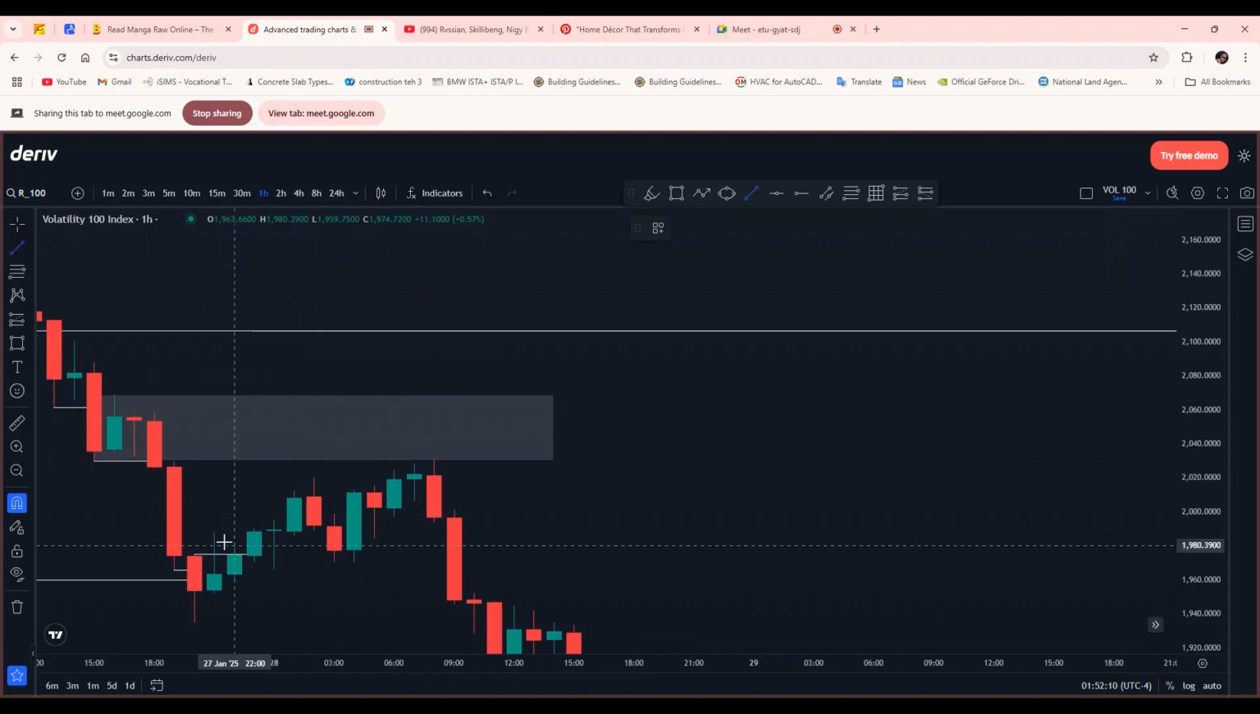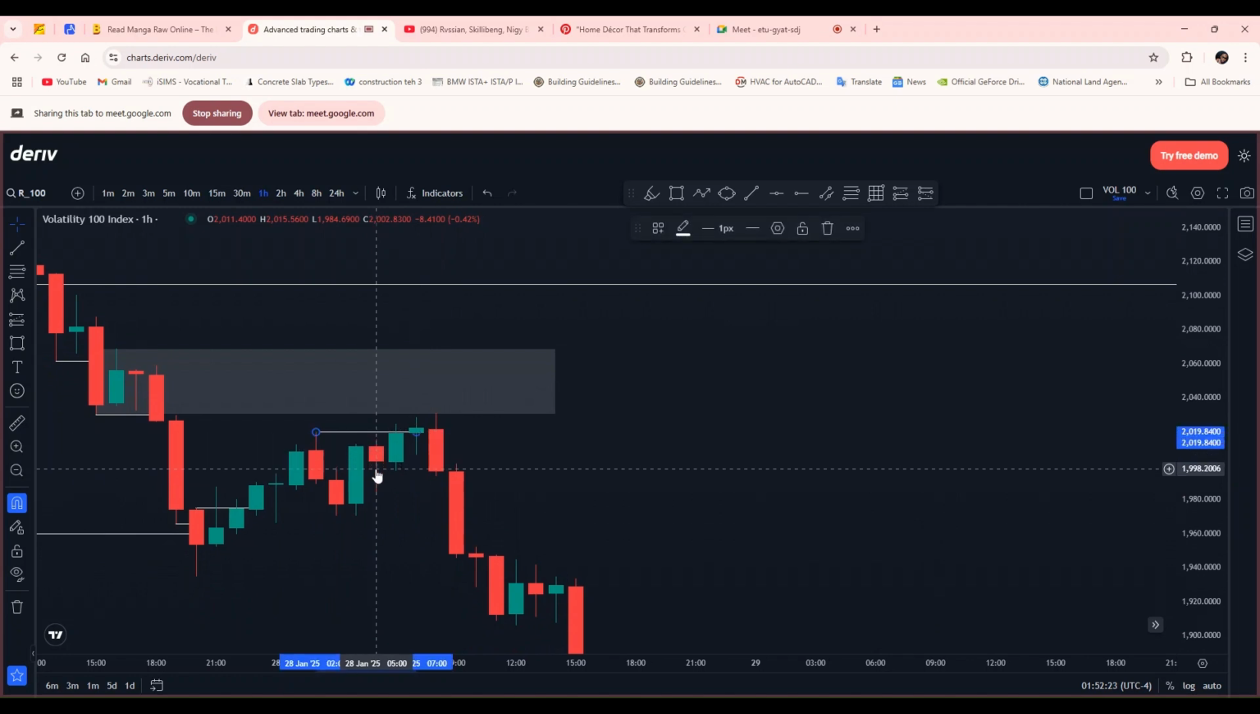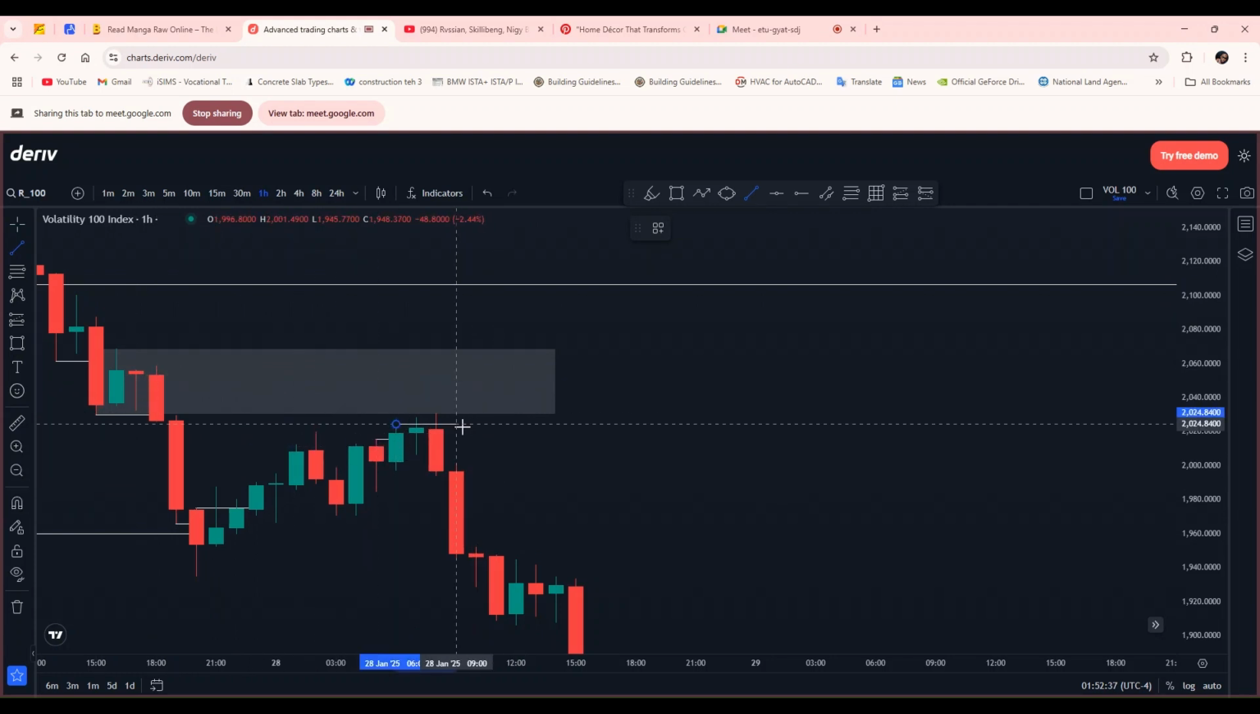Now we got the market structure shift. I'm not going to write it. And let us just identify where we had the last break-up structure. We had a break of structure of this candle with this green candle here, and after highlighting the highest point of it and dragging the line across, I'm not seeing any candle that closed above it. So this is essentially the last break-up structure.